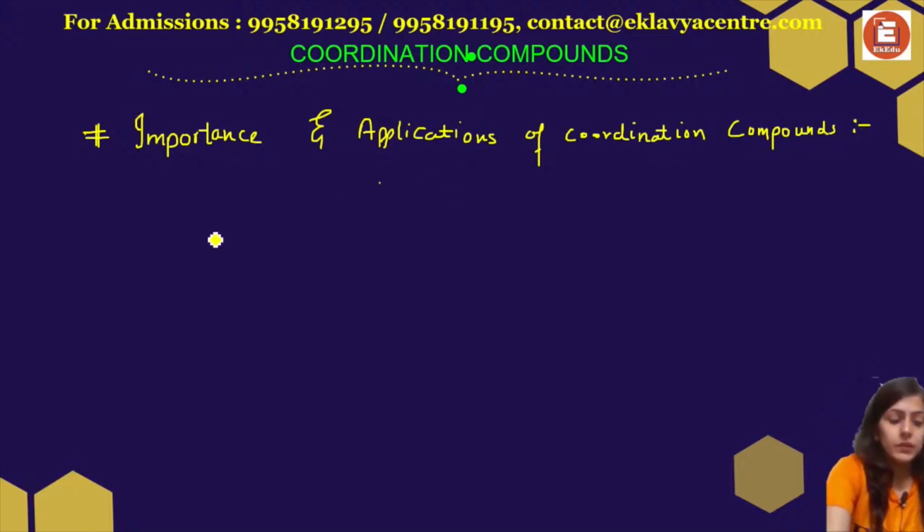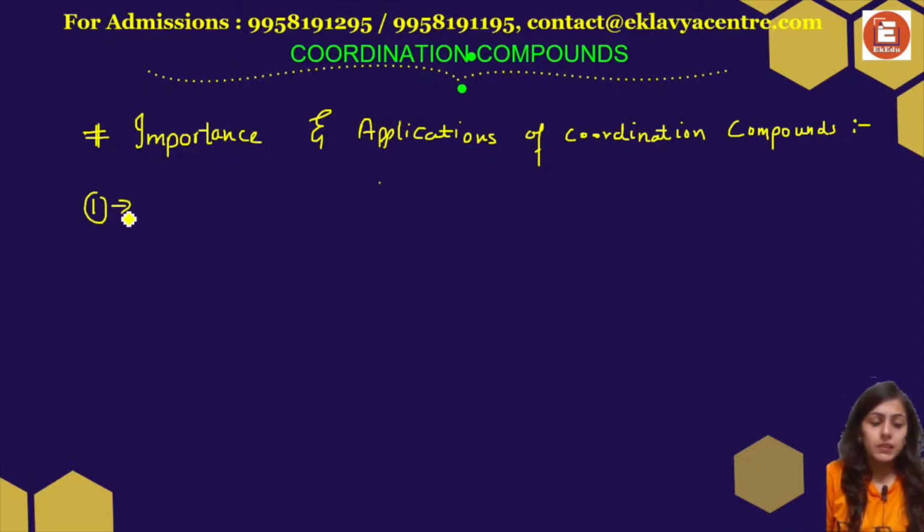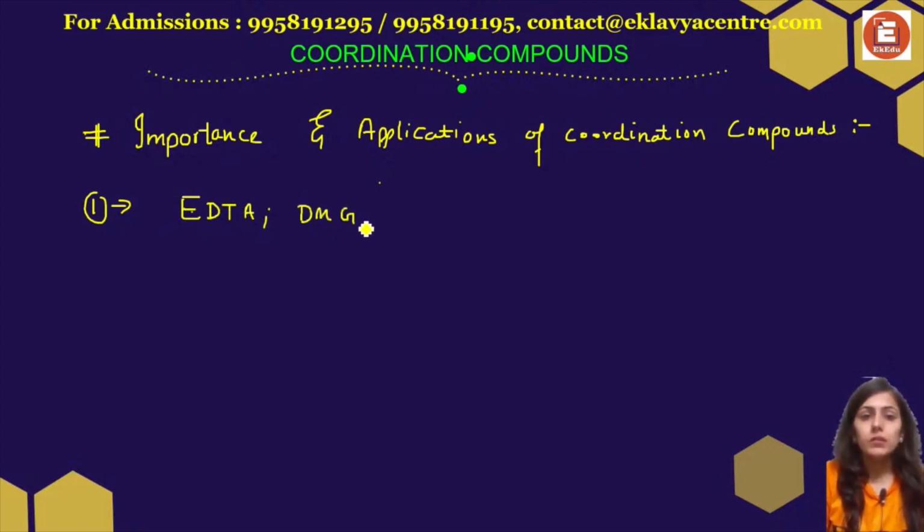Now what happens? The first is that coordination compounds are found in many qualitative and quantitative chemical analyses. For example, we have complexes like EDTA, and we have DMG. If we have these complexes, what happens?